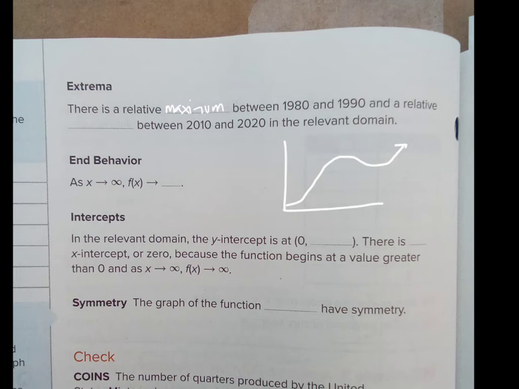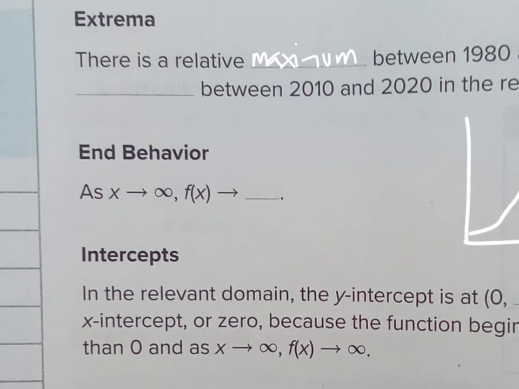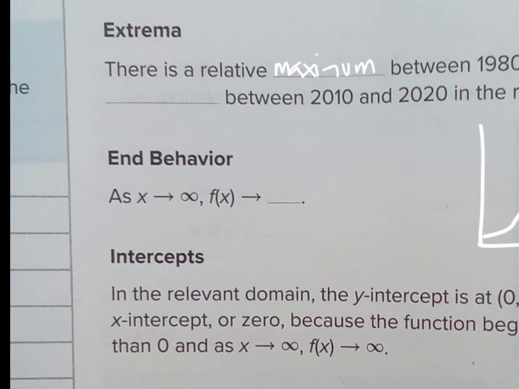And then another relative something is happening between 2010 and 2020. Well, again, we're comparing to 1930. So 2010 is 80 years later, and 2020 is 90 years later. So again, go back to the other page and look at the graph, and it sure looks like there is a relative minimum going on there.